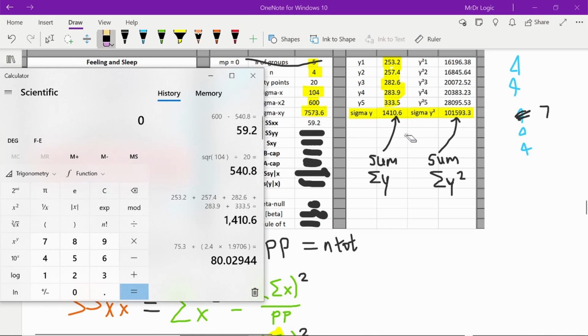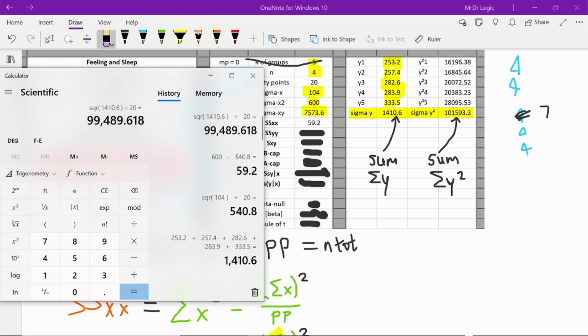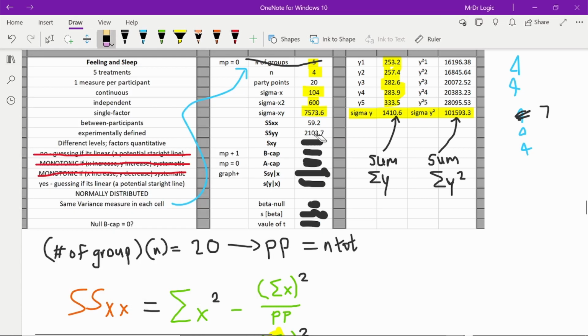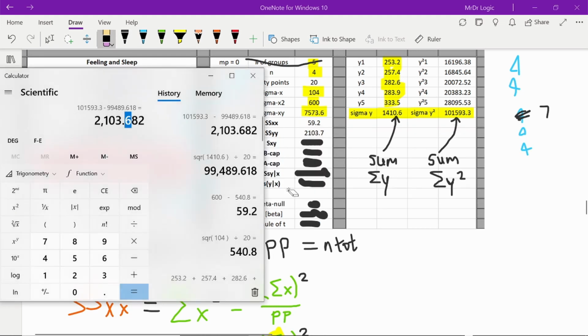And now to prove to you that the SSY, which is pretty much the same as the SSX, is the same, I'm going to do it right here. 0.6 squared divided by PP. I'm not going to stop saying it. I'm enjoying this way too much. Minus 99,489.681. I'm pretty sure the measurement precision here was 1, so it's going to be 0.7. And ta-da.